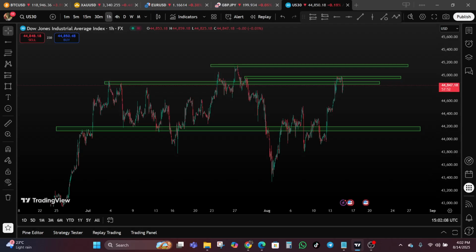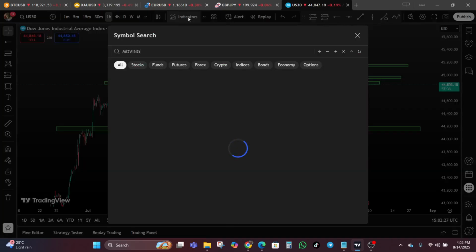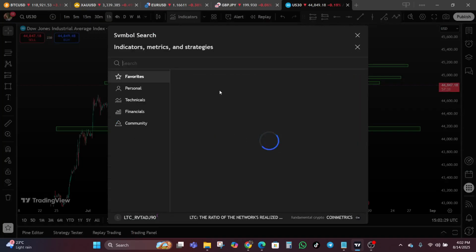Once you have done that, ensure to add key liquidity zones where price is likely to react. You can apply 1 or 2 reliable indicators if you prefer confirmation. It's not exactly very necessary to add indicators, but if you prefer indicator confirmation, you can go ahead and add maybe a moving average.